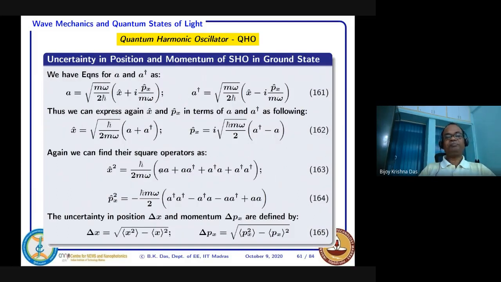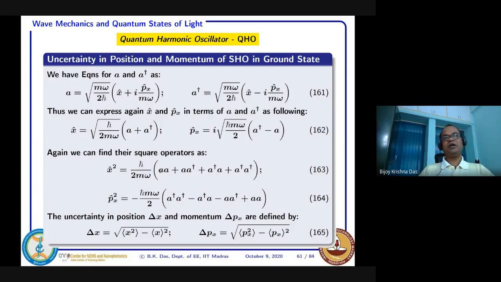Now you have another important thing: uncertainty. The Heisenberg uncertainty literally says that position and momentum cannot be measured accurately, precisely, simultaneously. That was the hypothesis. Now here we have the well-defined ground state for a harmonic oscillator. Can we try to find out the uncertainty in position and momentum of the ground state?